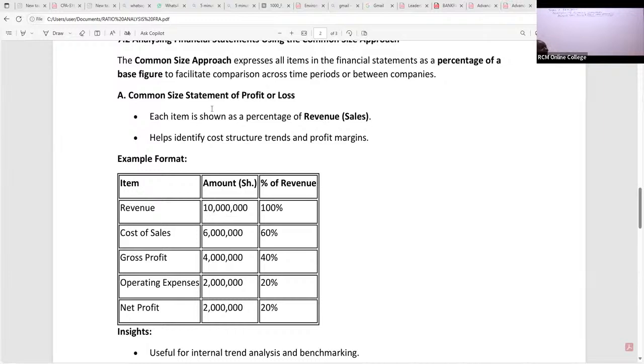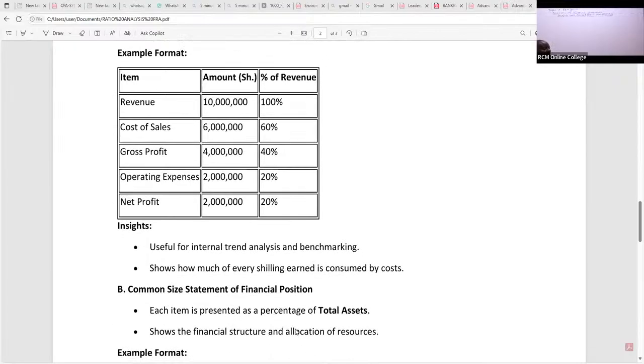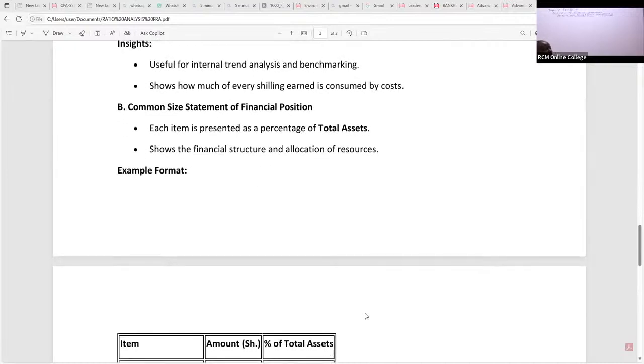So under common size statement of profit or loss, each item will be shown as a percentage of revenue. Each item, if it's operating expenses, 2 over 10 times 100 is 20%. If it's net profit, 2 over 10 again, like that. Yeah. So how about the common size statement of financial position? Each item is presented as a percentage of total assets. Yeah, example format.